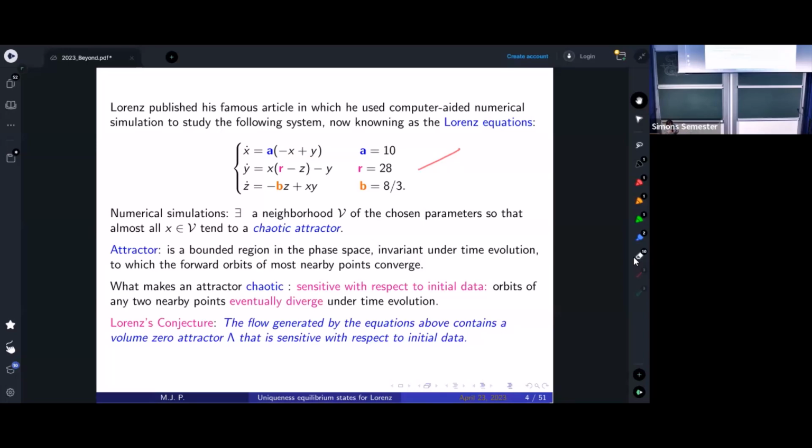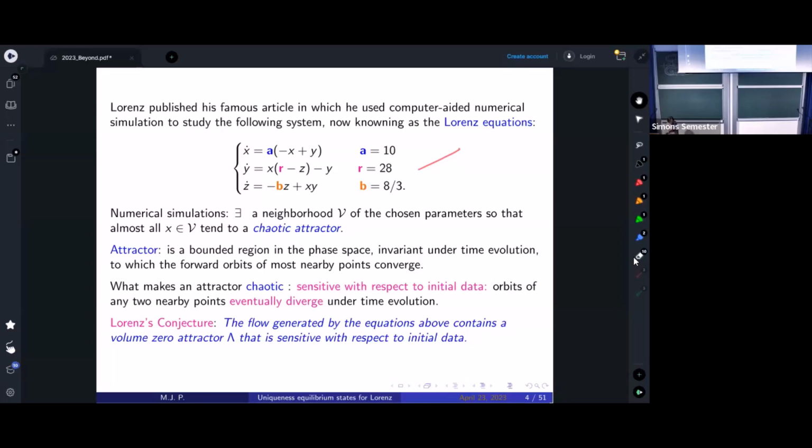for the chosen parameters, this means for a equal to 10, r equal to 28 and b equal to 8/3, there is a neighborhood such that for almost every point in this neighborhood, the orbit tends to a chaotic attractor. What is an attractor? The attractor is a bounded region in the phase space, invariant under the time evolution, to which the forward orbits of most nearby points converge.